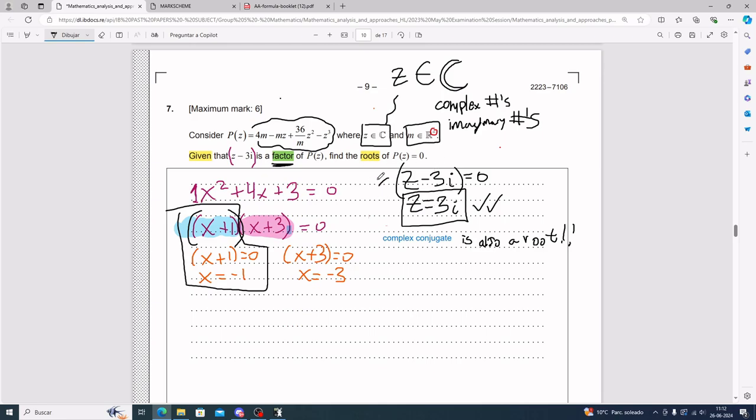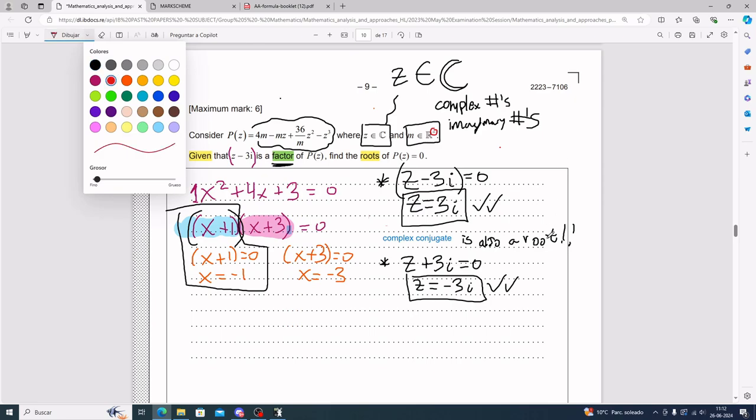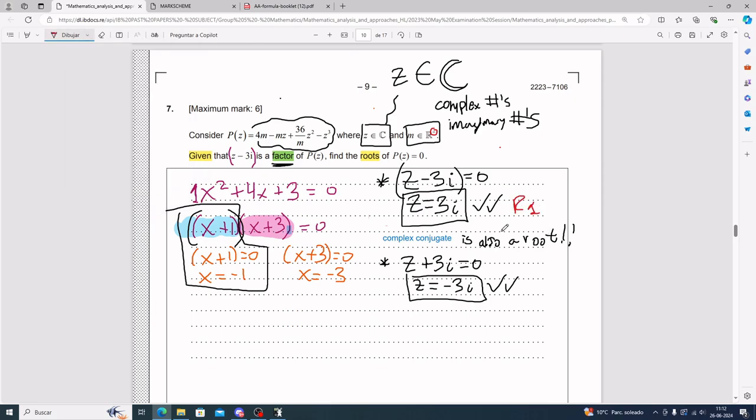So if one of the roots was this guy here, then your other root is going to be z plus 3i equals 0. And so z has to equal negative 3i. This is your other root. Okay, so you can literally think about it this way. Your root 1 was this guy here. Your root 2 was that guy down there. Now, what the heck is a complex conjugate? How does that work? What is going on?